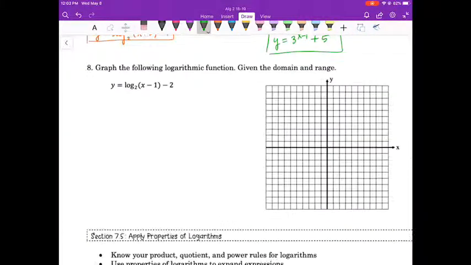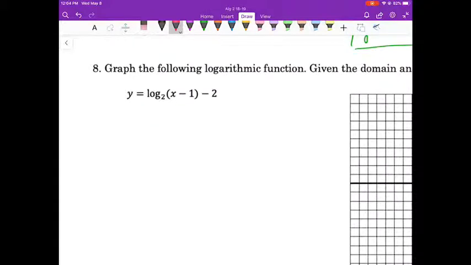In problem number 8, we want to graph our log function. When we do this, the first thing I do is consider our parent log function. So our parent log function for this problem would be just log base 2 of x. That minus 1 is a transformation, and that minus 2 is a transformation. Our parent function is just y equals log base 2 of x. Well, from here, we can log loop it. Again, move the y to the other side if you want, and it becomes 2 to the y equals x.